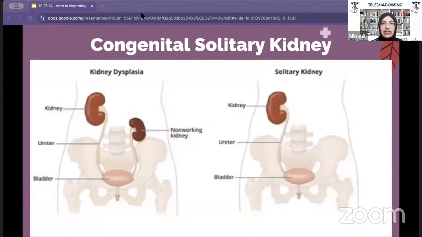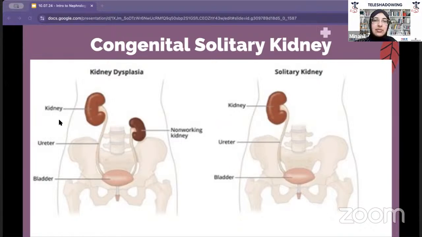Now we're going to talk about a congenital solitary kidney, which is another thing. So basically, a congenital solitary kidney means that an individual is born with only one functioning kidney. And this can arise in two ways. The first way is through an anatomic solitary kidney. This person is missing one kidney entirely, like you can see on the right side here. It's usually due to renal agenesis. We'll talk about renal agenesis on the next slides.